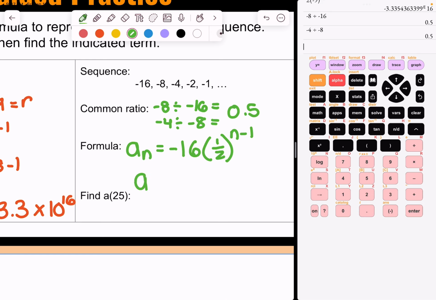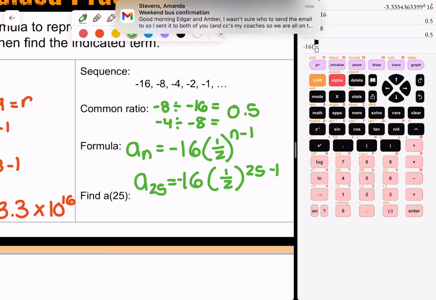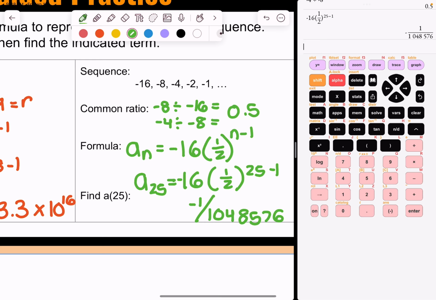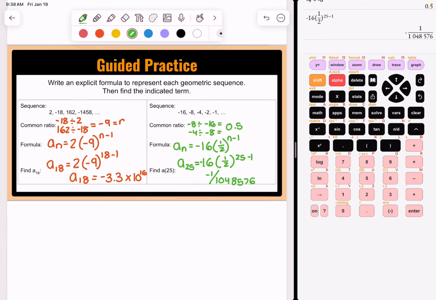So we want to find the 25th term. So all we got to do is plug in 25 for our N value. So we will get negative 16, parentheses, 1/2, and we will raise it to the 25 minus 1. Which gets us negative 1 over 1048576. All right, and let's look at this next question.